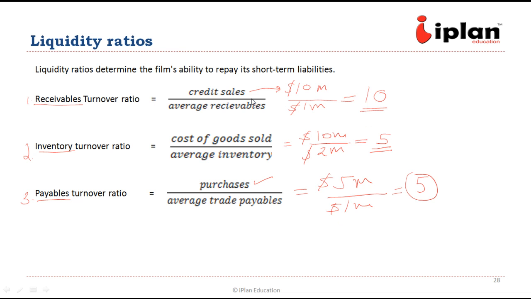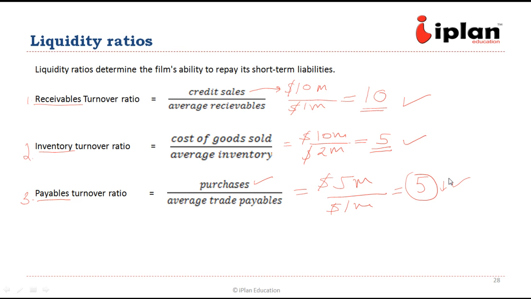So a basic observation of these ratios says that the higher the receivable turnover, the better it is for the liquidity. Higher is the inventory turnover, better for the company. And lower is the payable turnover. This should be lower. It is better for the company's liquidity.